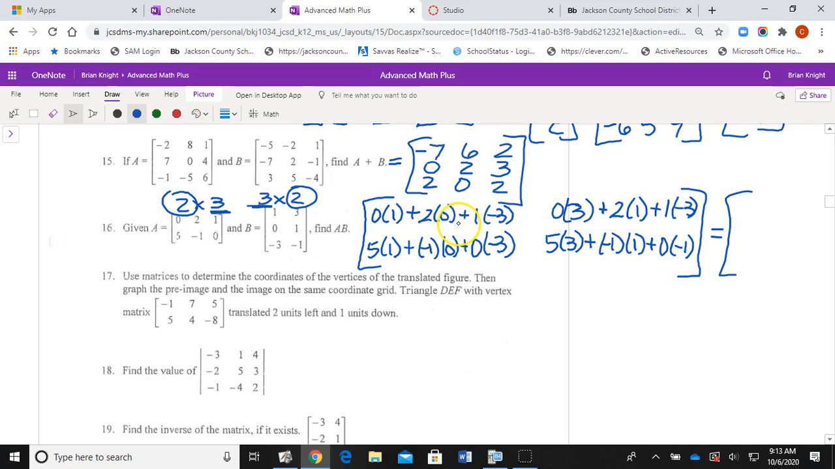So this first one right here would be negative 3. This one, 2 minus 3 is negative 1. Here, those cancel, and you're left with 5. And the last one, that one cancels, so 15 minus 1 is 14. There's your final answer.